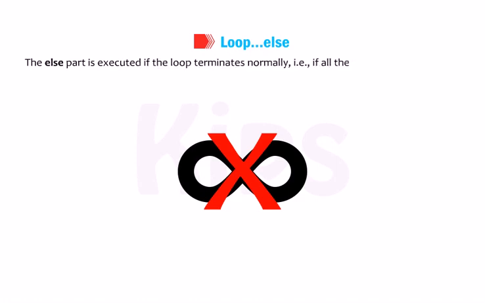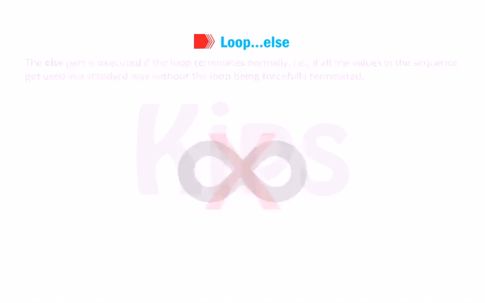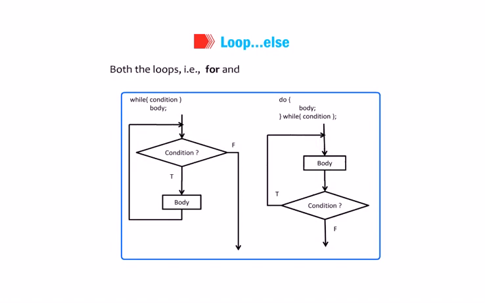That is, if all the values in the sequence get used in a standard way without the loop being forcefully terminated. Both the loops, that is, for and while loop, can use the else part. However, it is not mandatory to have an else block with a loop block. It is just a secure way to check that the loop has terminated normally. Program 17. To print the sum of all even and odd numbers in a range.